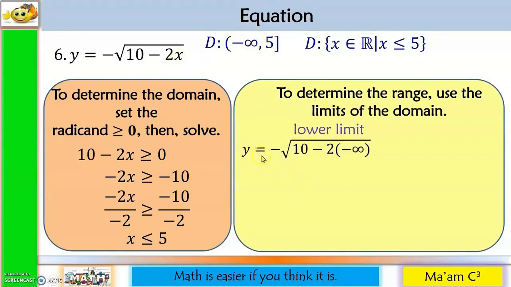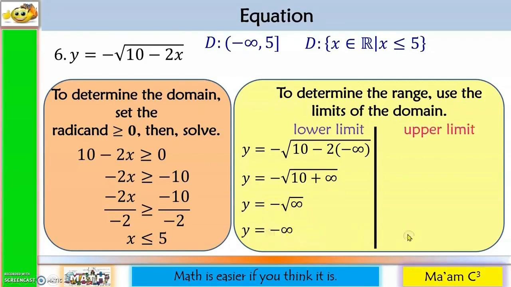So we have y equals negative square root of 10 minus 2 times negative infinity. So 2 times negative infinity is still a very big negative number. But negative of negative will become positive infinity. So y equals negative square root of 10 plus infinity. And 10 plus a very big number is still a very big number. So y equals negative square root of infinity. And square root of a big number is still a big number multiplied by negative. So you have y equals negative infinity.